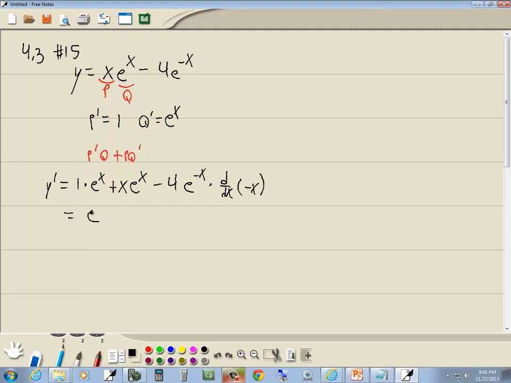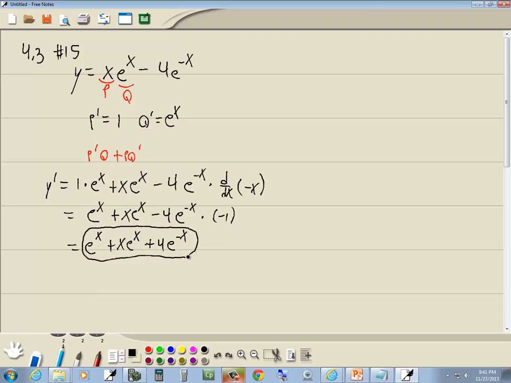Well, 1 times e to the x is e to the x, plus x e to the x minus 4 e to the negative x times the derivative of negative x, which is negative 1, which gives us e to the x plus x e to the x. Negative 4 times negative 1 gives us a positive 4 e to the negative x. Now, there's no need to simplify it any further than that. That's fine right there.